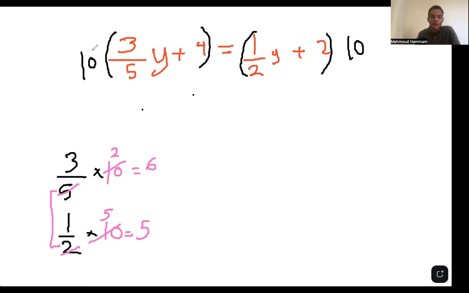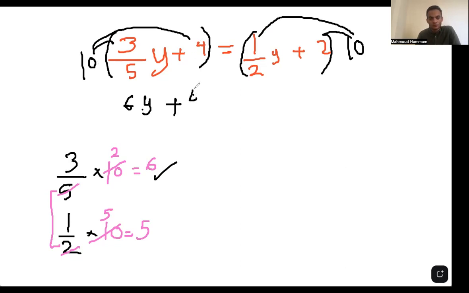Distribute. 10 times 3 over 5 is 6, 6y plus 10 times 4, 40. Bravo. Equals half times 10, so 5y. Excellent. Plus 20. Very good, Salah. Continue. Where are the like terms?